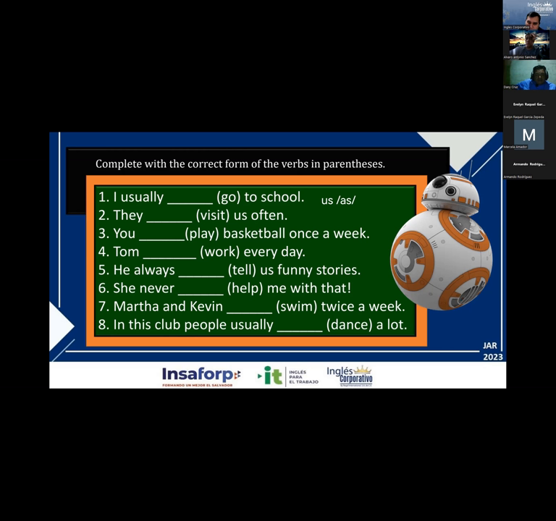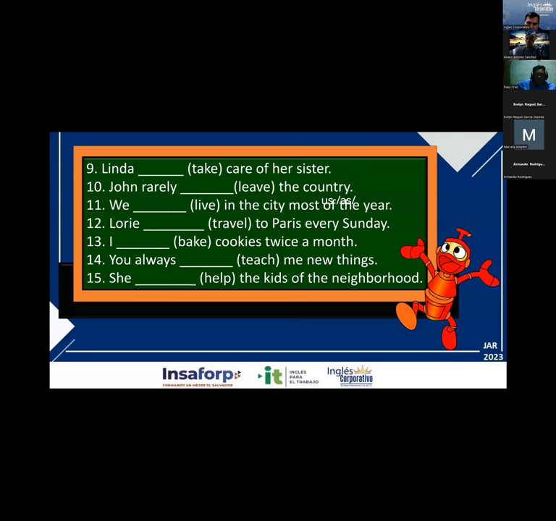Bueno, 8 sería: in this club people usually dance a lot. Yes, very good. Next slide. Ay, contento que habíamos terminado. Entonces la nueva sería: Linda takes care of her sister. Cuida a su hermano, o cuida de su hermano. Okay. Linda takes care of her sister.